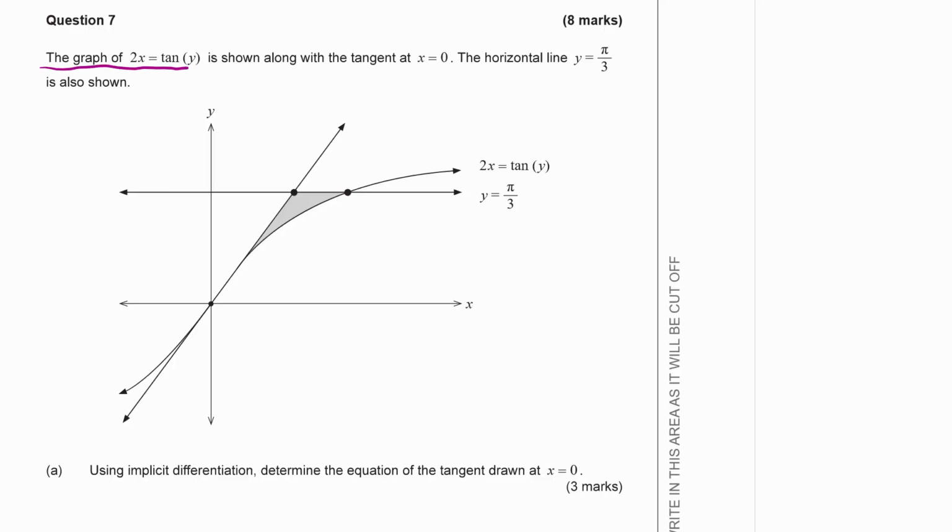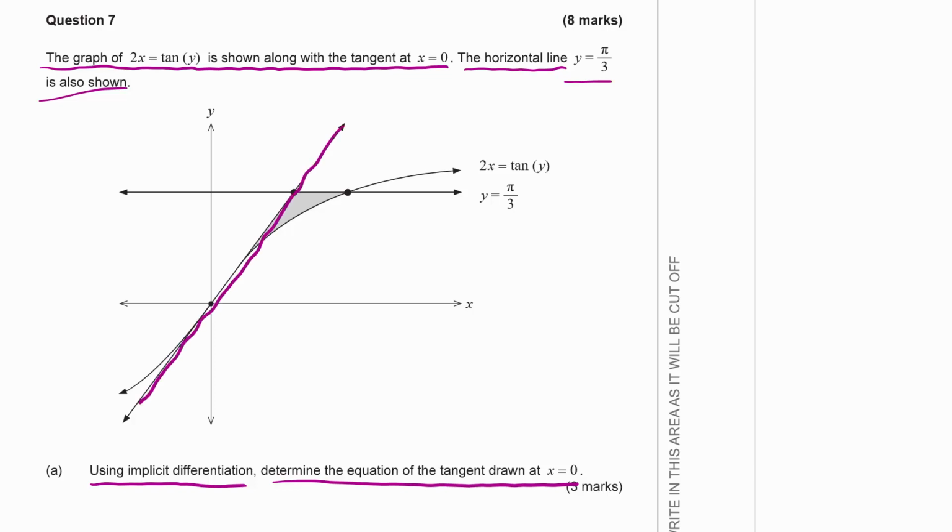The graph of 2x equals tan y is shown along with the tangent at x equals 0. The horizontal line y equals pi by 3 is also shown. We can see that one is this line just here. Using implicit differentiation, determine the equation of the tangent drawn at x equals 0. That's this line just here.